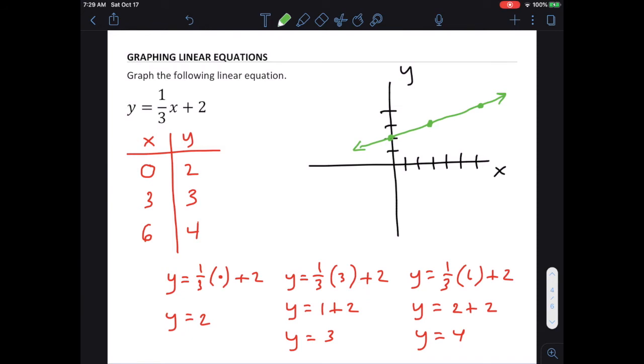Okay, so this was a good example of an equation that's in slope-intercept form, and it's much easier to use x values to figure out the y values than it is to use y values to figure out the x values. So something to consider.